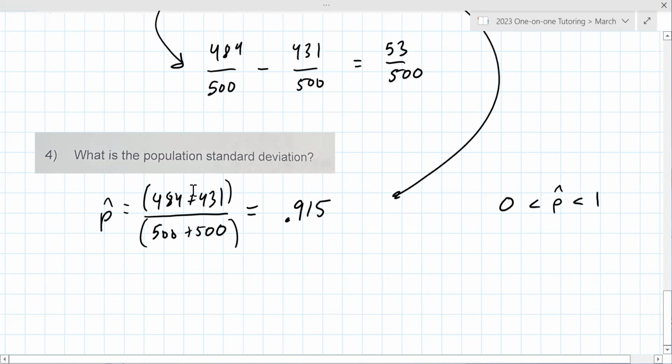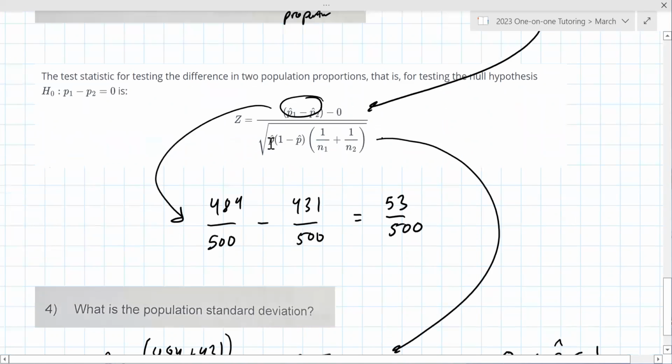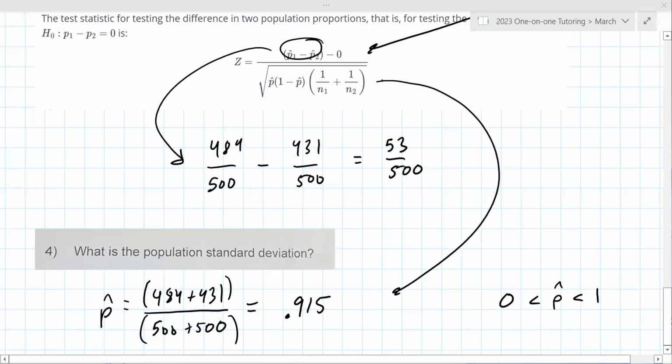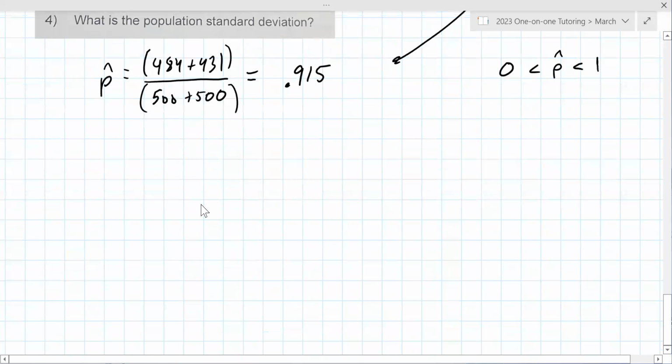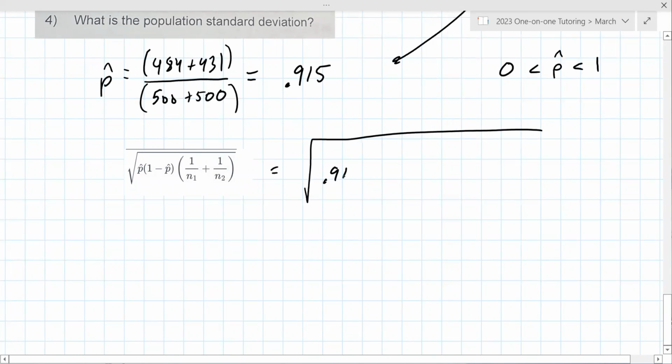All right. But that's not the standard deviation. That's just this P hat part. We've got to do all of it, and the calculator will do the calculation, but there's not a way to get it from putting the numbers in, I don't think. I'll check that in a moment. But we're putting that number into this equation here. So we got the square root of 0.915 times 1 minus 0.915 times 1 over 500 plus 1 over 500, like that.